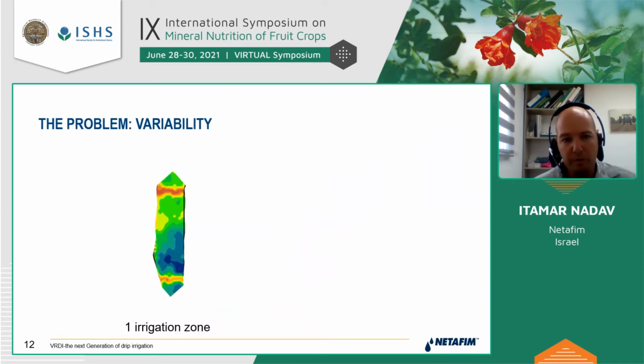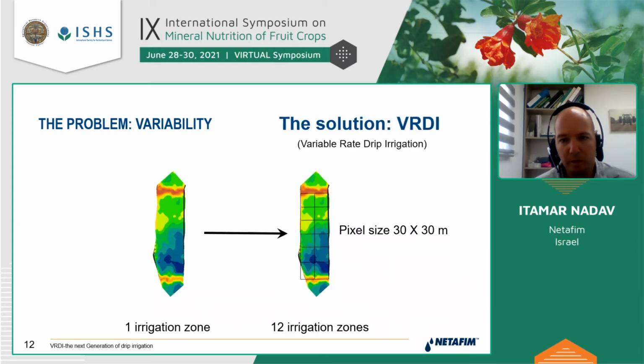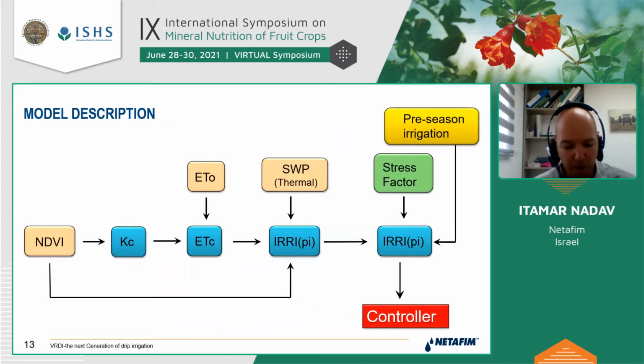So the problem that we have is variability, and we are very limited because we have only one irrigation zone. And the solution that we found for this variability is the VRDI system, variable rate drip irrigation. So we actually took this plot and we divided it into 12 irrigation zones or irrigation pixels, where each pixel is a 30 by 30 meter area, and each pixel can be independently irrigated with a different amount of water and different timing. It's like a completely new irrigation system, which gives you a much better resolution and flexibility with the irrigation of the plot. And because it's a much more complicated system, we had a much more complicated irrigation model.